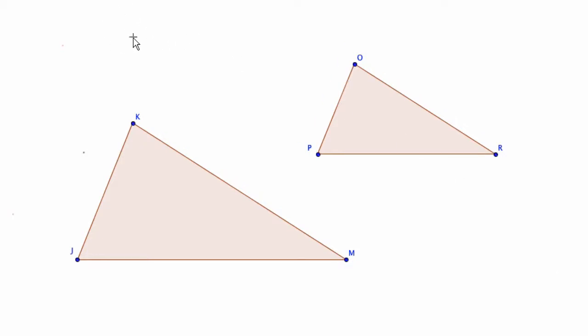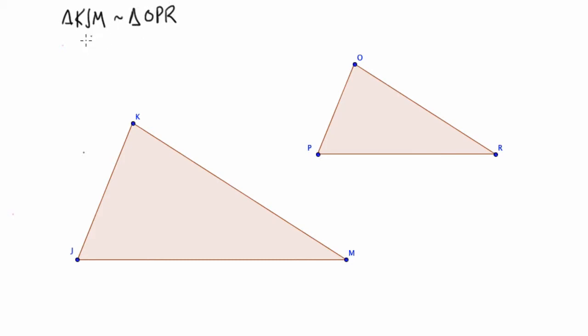Okay, so we've got a problem here dealing with similar triangles. And you could tell the problem is dealing with similar triangles by looking at the notation they give in the problem. So here they tell us triangle, right? This is a symbol for triangle, KJM is similar to triangle OPR, right? So what does that mean?